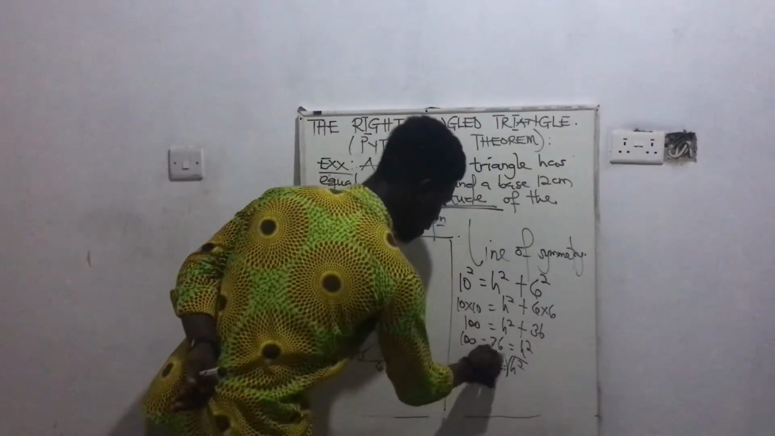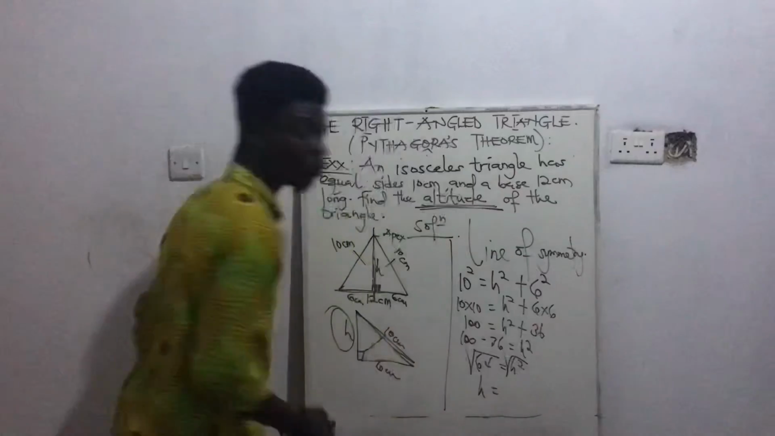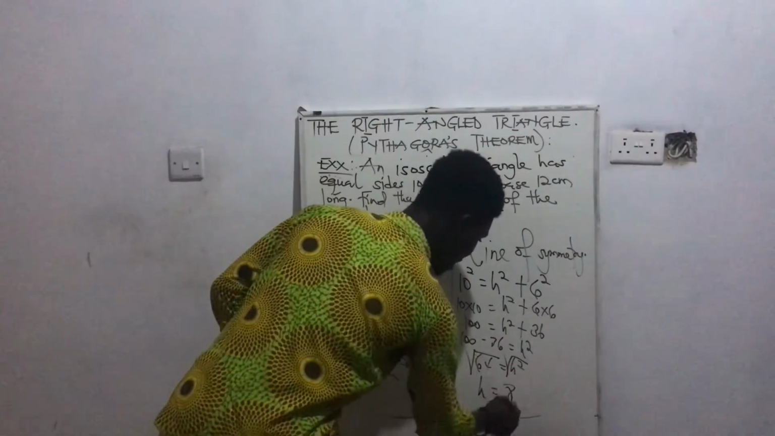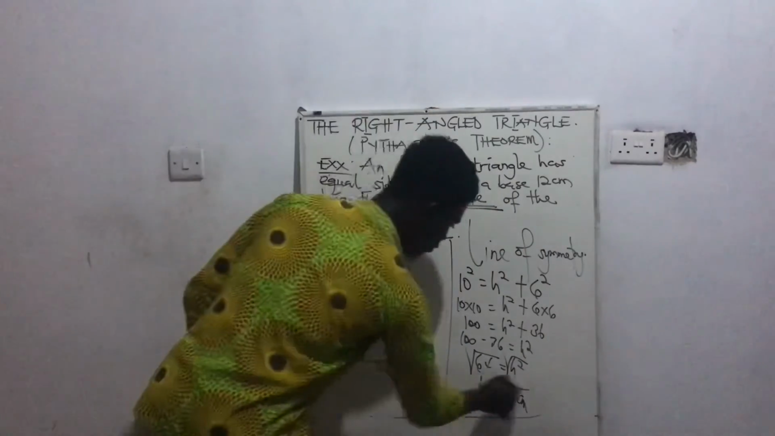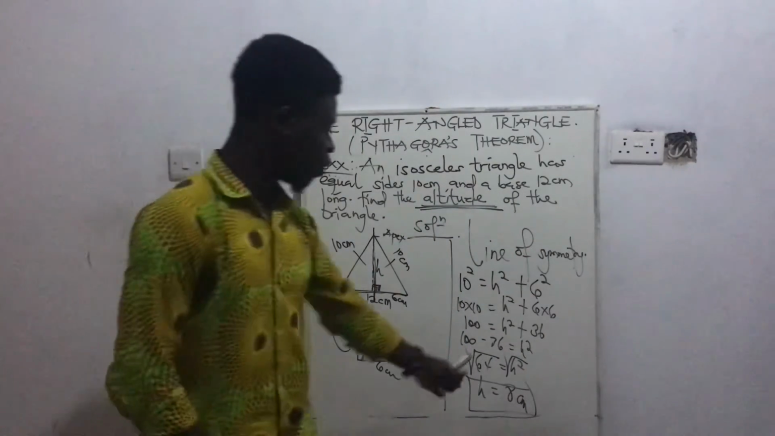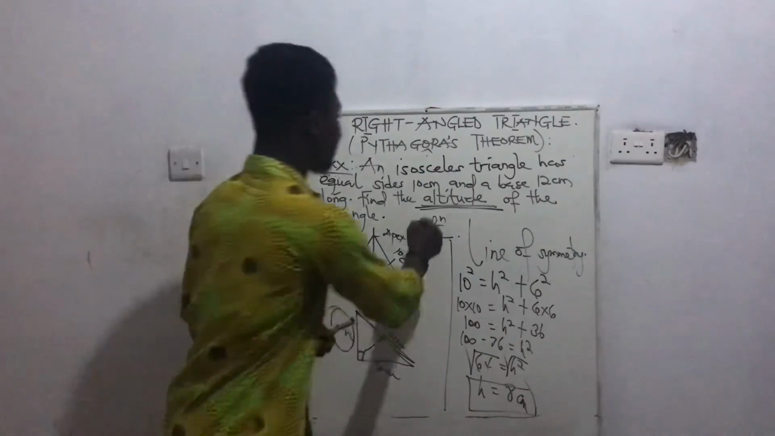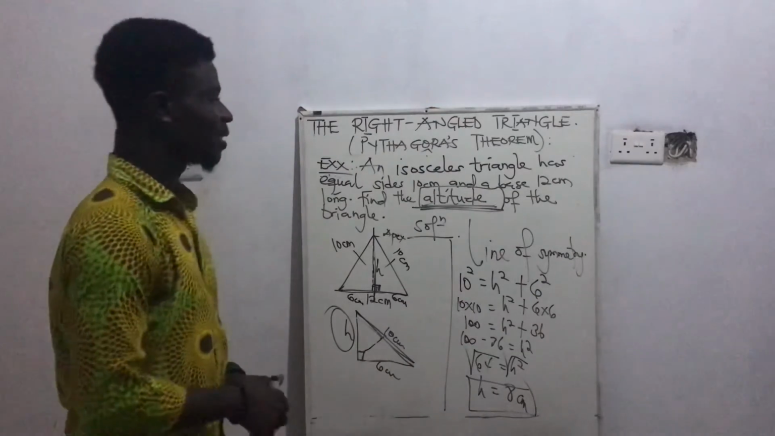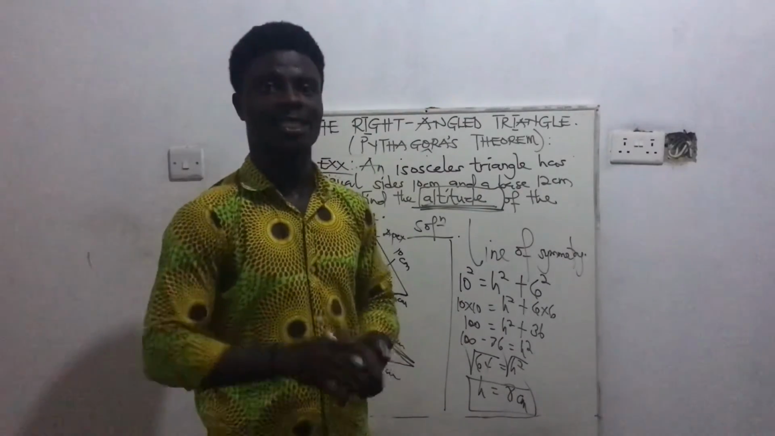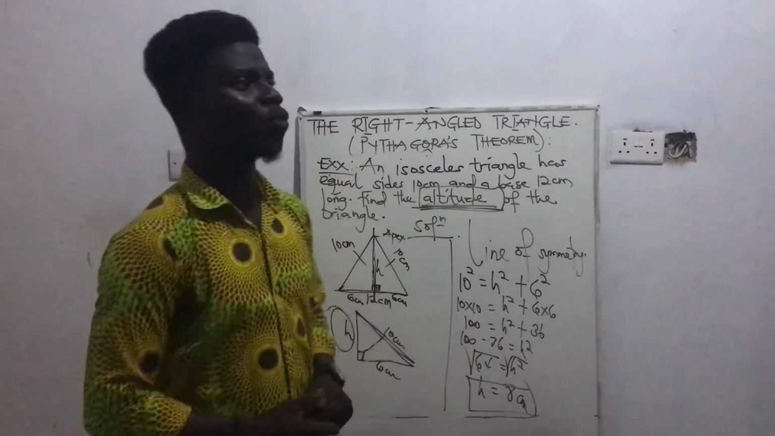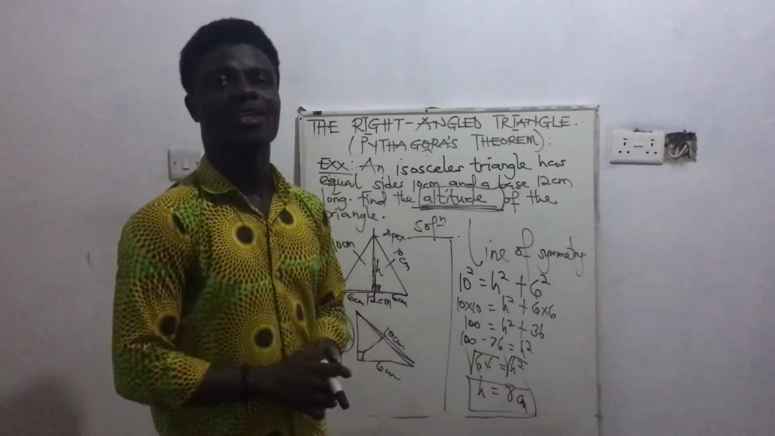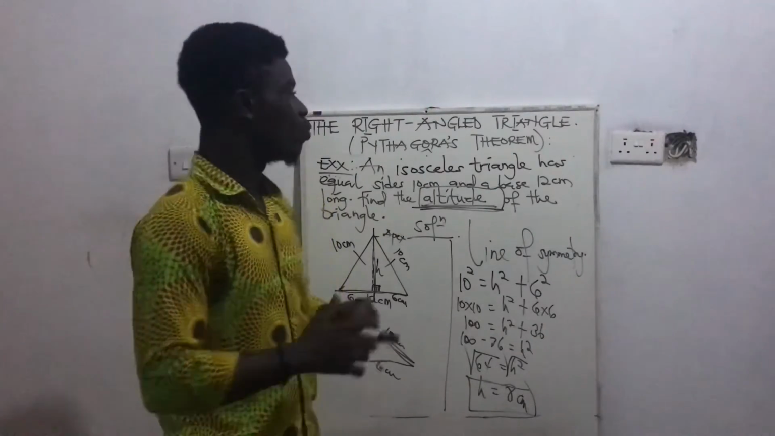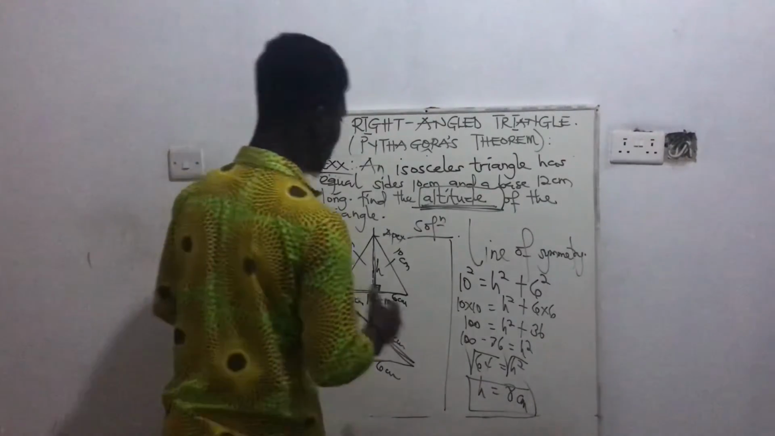So I have h equals the square root of 64, which is 8. So 8 centimeters. So that's the perpendicular height of this plane figure, or that's the altitude of the triangle. 8 centimeters. So let me give you a question to try. The next time we meet on the other video, we talk more about the Pythagoras theorem.